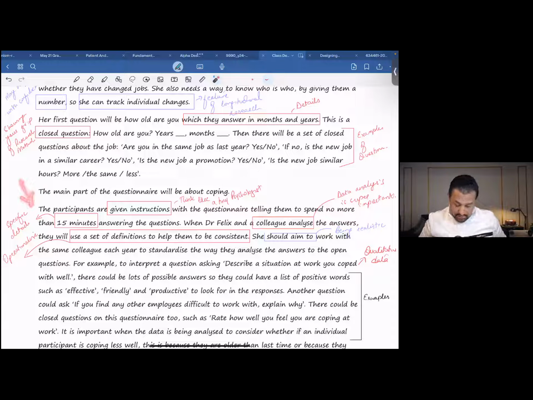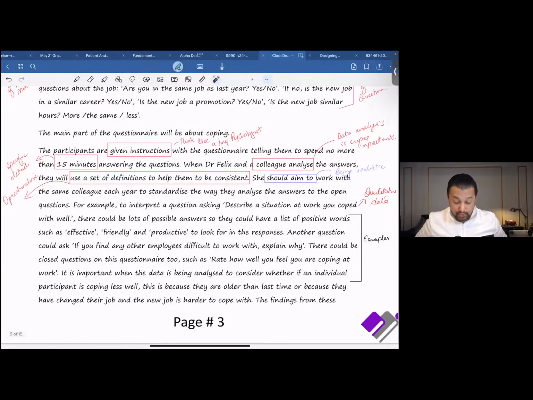Moving on, the participants are given instructions. Very good again. The participants have been given instructions. Like I'd mentioned earlier, think like a tiny psychologist. For a bit, think like you actually are conducting this research.